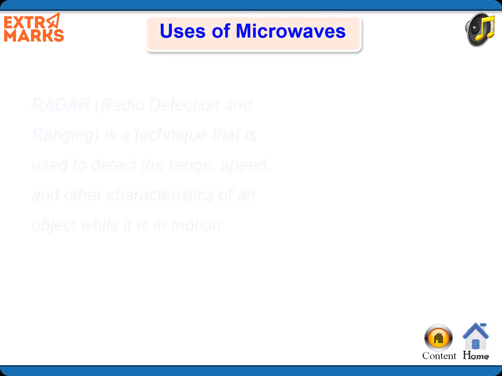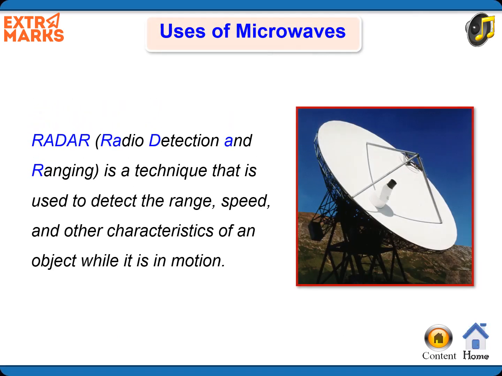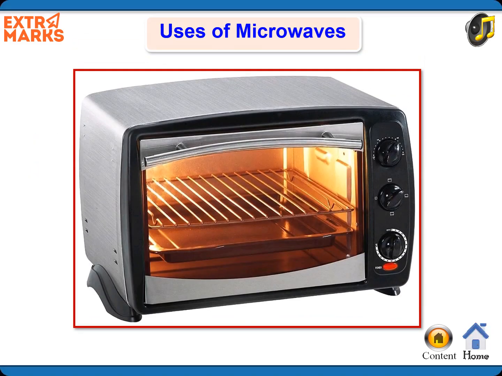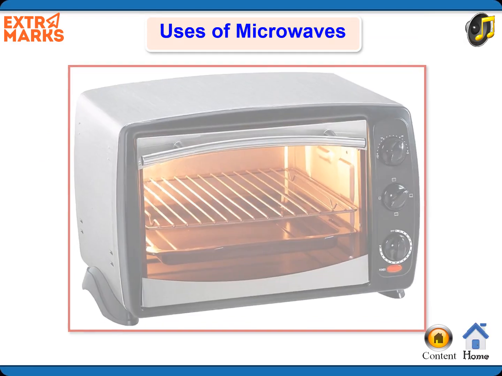Microwaves are used in radar systems for managing air traffic, weather forecasting, and navigation. The common example of microwaves in our daily life is the oven, in which microwave radiations of frequency 3 GHz are used for cooking and warming food. Let us study how it works.